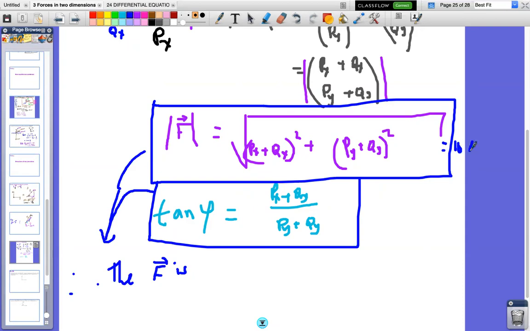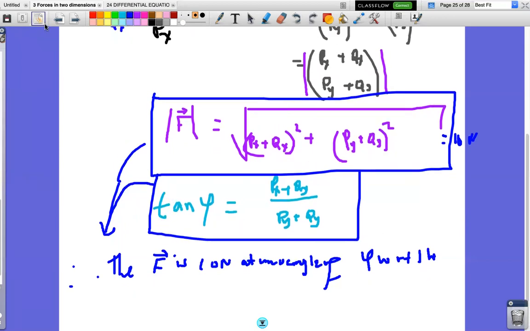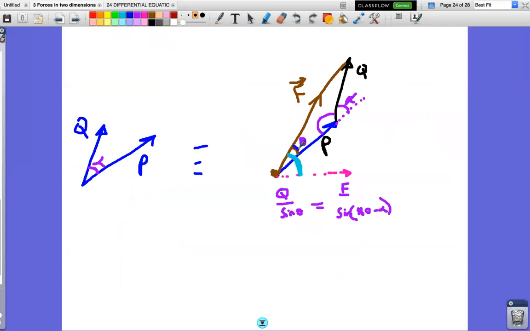Let's say you had 10 newtons. Say F is 10 newtons at an angle of phi with respect to the positive x-axis, okay? Because it is not always evident that you are finding the angle with respect to the positive x-axis. Sometimes you could find the angle with respect to the P vector. Sometimes you could find the angle with respect to the y-axis, right? So you have to state a conclusion.